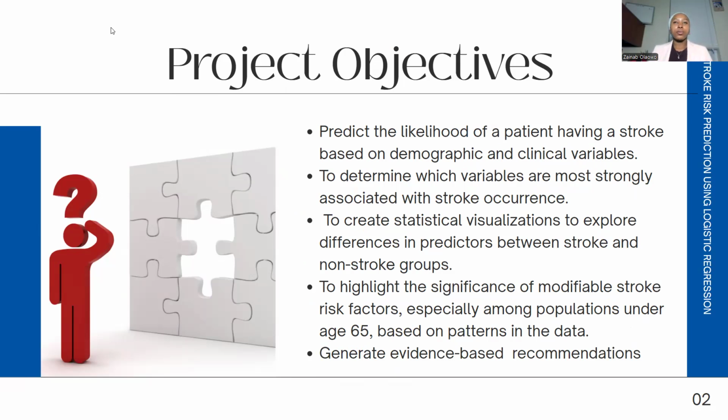Another objective is to create statistical visualizations to explore the differences between predictors in stroke and non-stroke groups. So we're going to be showing some visuals for you to see how the factors play out in different stroke groups, as you can see. It also highlights the significance of modifiable stroke risk factors, especially among populations that are under 65 years old, based on the patterns in this data. And I would also like to generate evidence-based recommendations for this project.